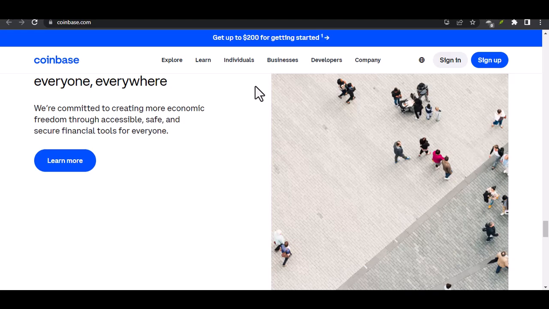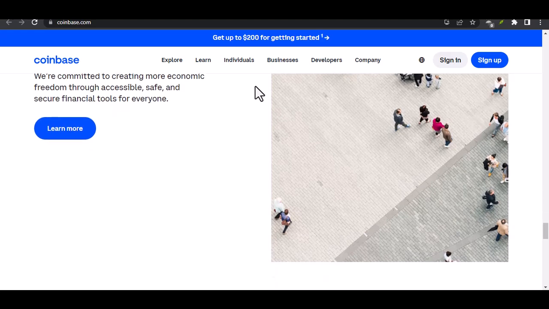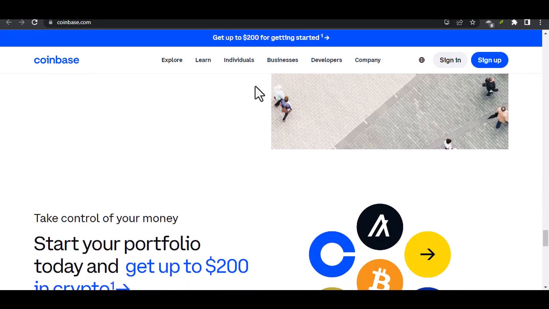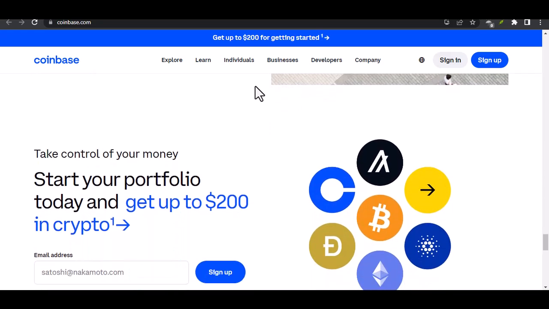Be wary of scams. Cryptocurrency scams are unfortunately prevalent. Always be cautious of unsolicited messages or links promising free crypto or unrealistic returns.